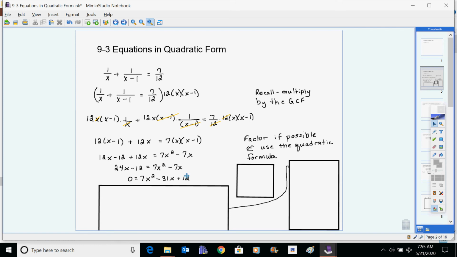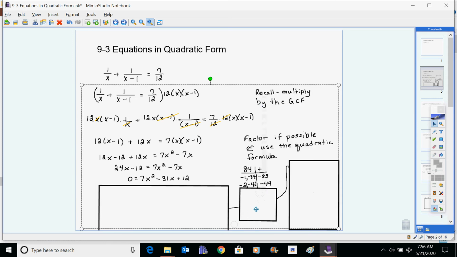So now you need to factor this. Factor if possible, and if that doesn't work, use the quadratic formula. If this intimidates you, you can go straight to the quadratic formula, but I want to take this opportunity to review factoring. This is not a 1 coefficient, so you need to multiply the 7 times 12 and get 84, and find things that multiply to give you 84, and when you add them you get negative 31, so it's going to have to be a negative times negative. Negative 1 and negative 84 doesn't do it. Negative 2 and negative 42 does not do it.